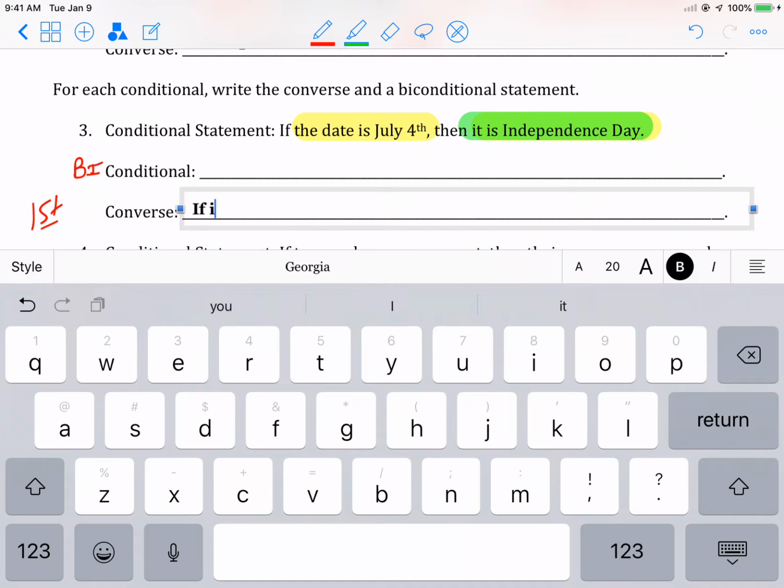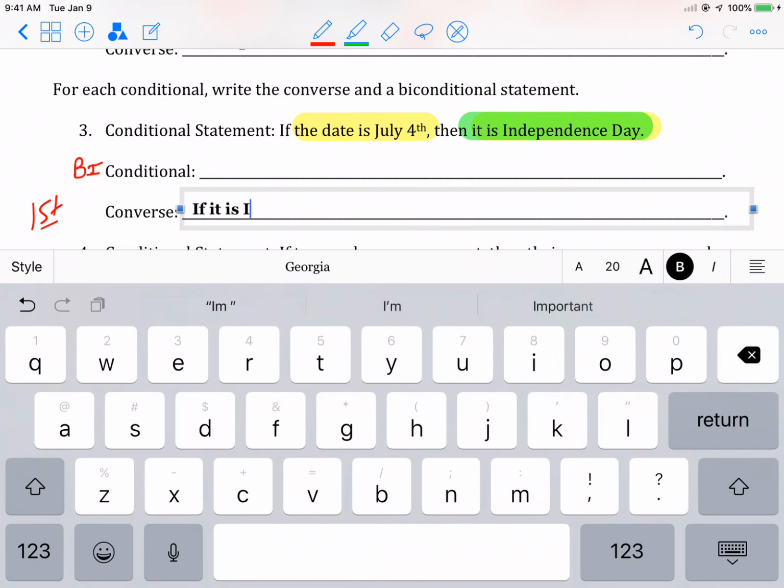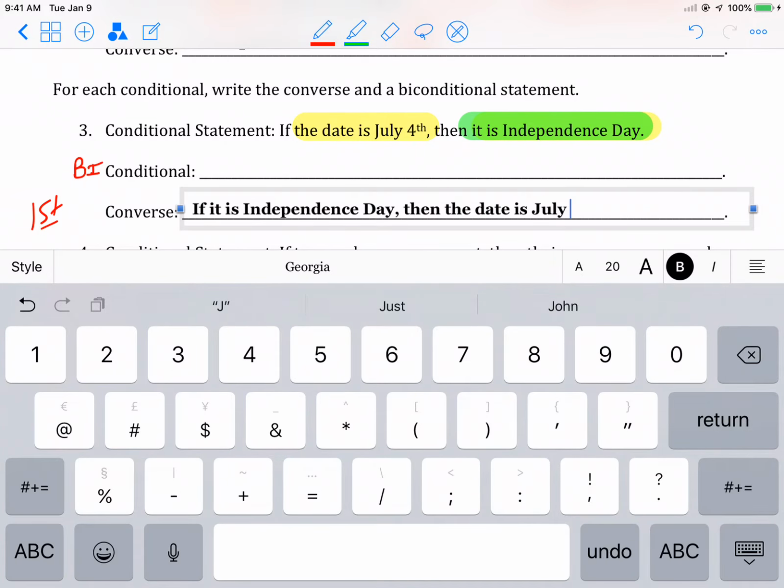So if it is Independence Day, underrated movie. The second one was not very good. First one was solid. Big shout out to Mr. Will Smith. And if it is Independence Day, then the date is July 4th.